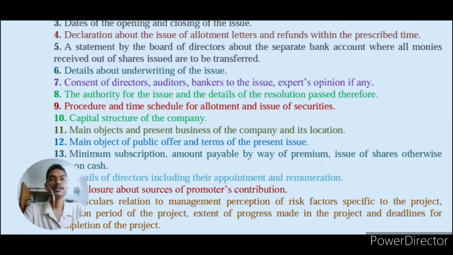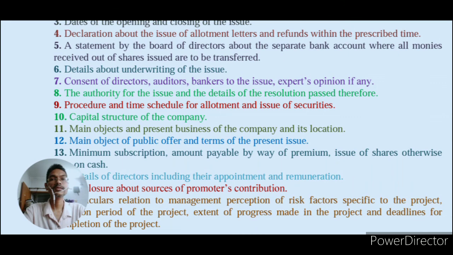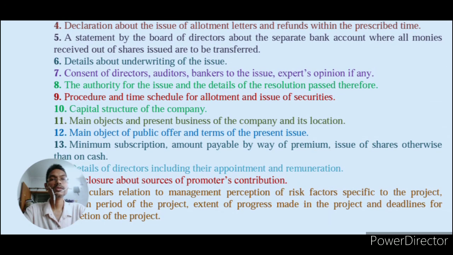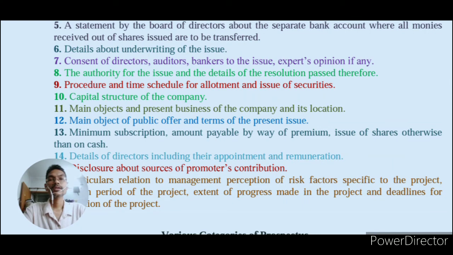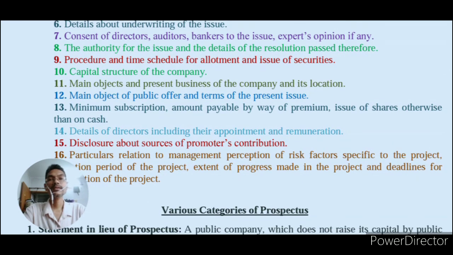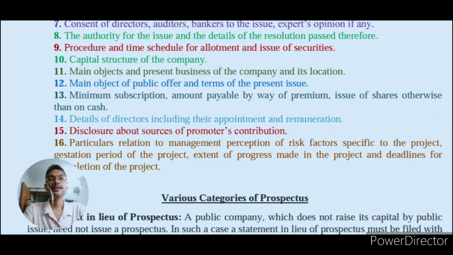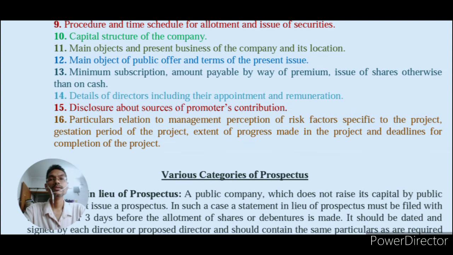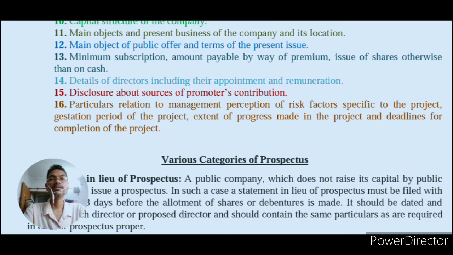8. The authority of the issue and the details of the resolution passed therefor. 9. Procedure and time schedule for allotment and issue of securities. 10. Capital structure of the company. 11. Main objectives and present business of the company and its location. 12. Main objects of the public offer and terms of the present issue. 13. Minimum subscription, amount payable by way of premium, issue of shares otherwise than in cash.